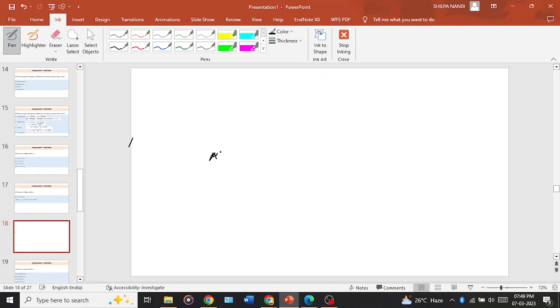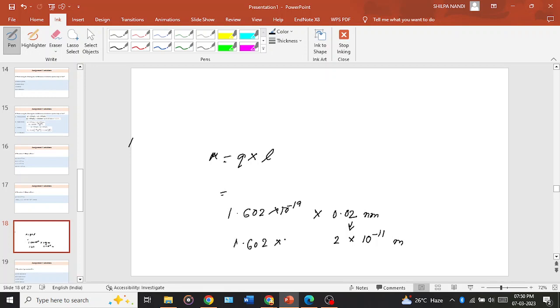As you can see, mu is equal to q into L, where the value of q is 1.602 into 10 power minus 19, and the value of L would be 0.02 nanometer. You need to convert this to meter, which would be around 2 into 10 to the power minus 11. Multiplying with 1.602 into 10 power minus 19, you can see it comes to around 3.3 something into 10 power minus 30 coulomb meter. So this was coulomb, the charge, and this is the length.